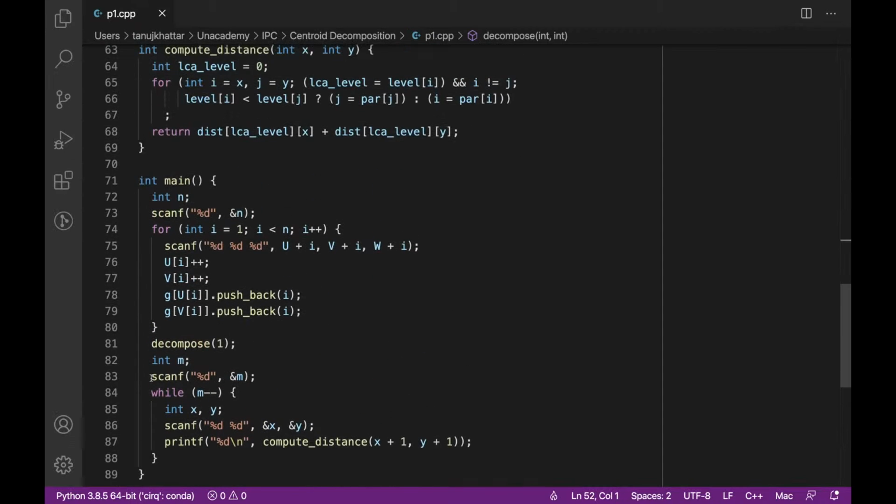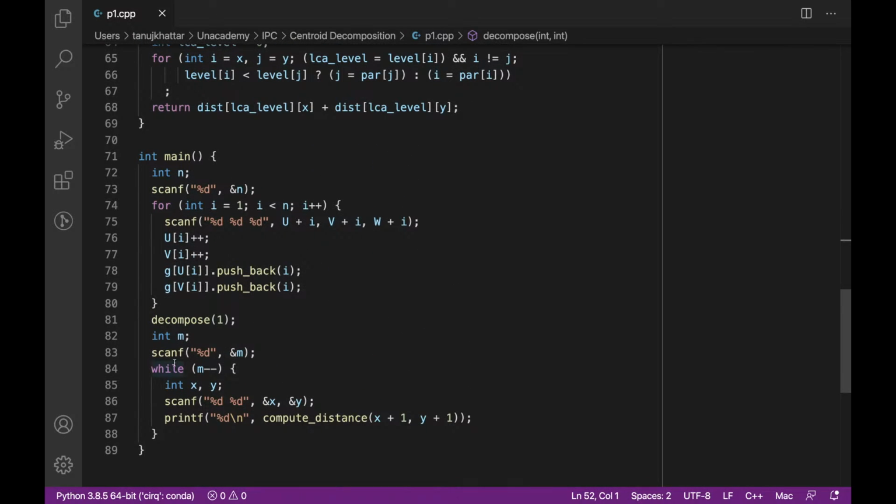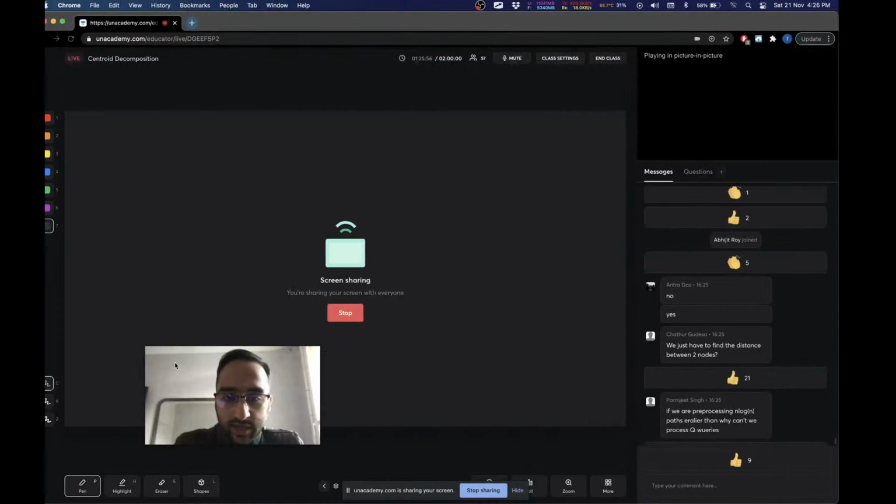Is everybody able to see the screen? Like, do you guys want me to zoom in further, or is the code visible? Like, is the code readable?